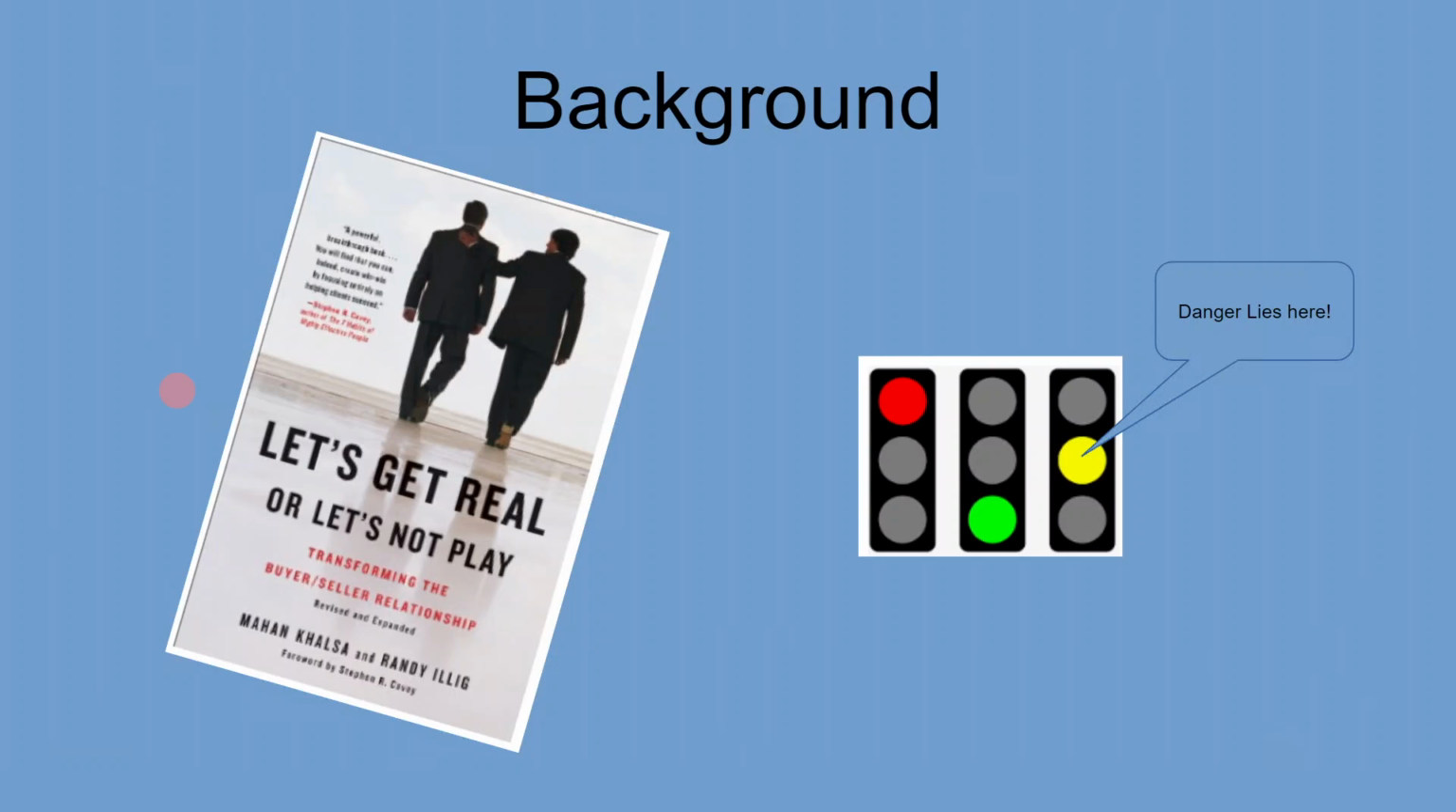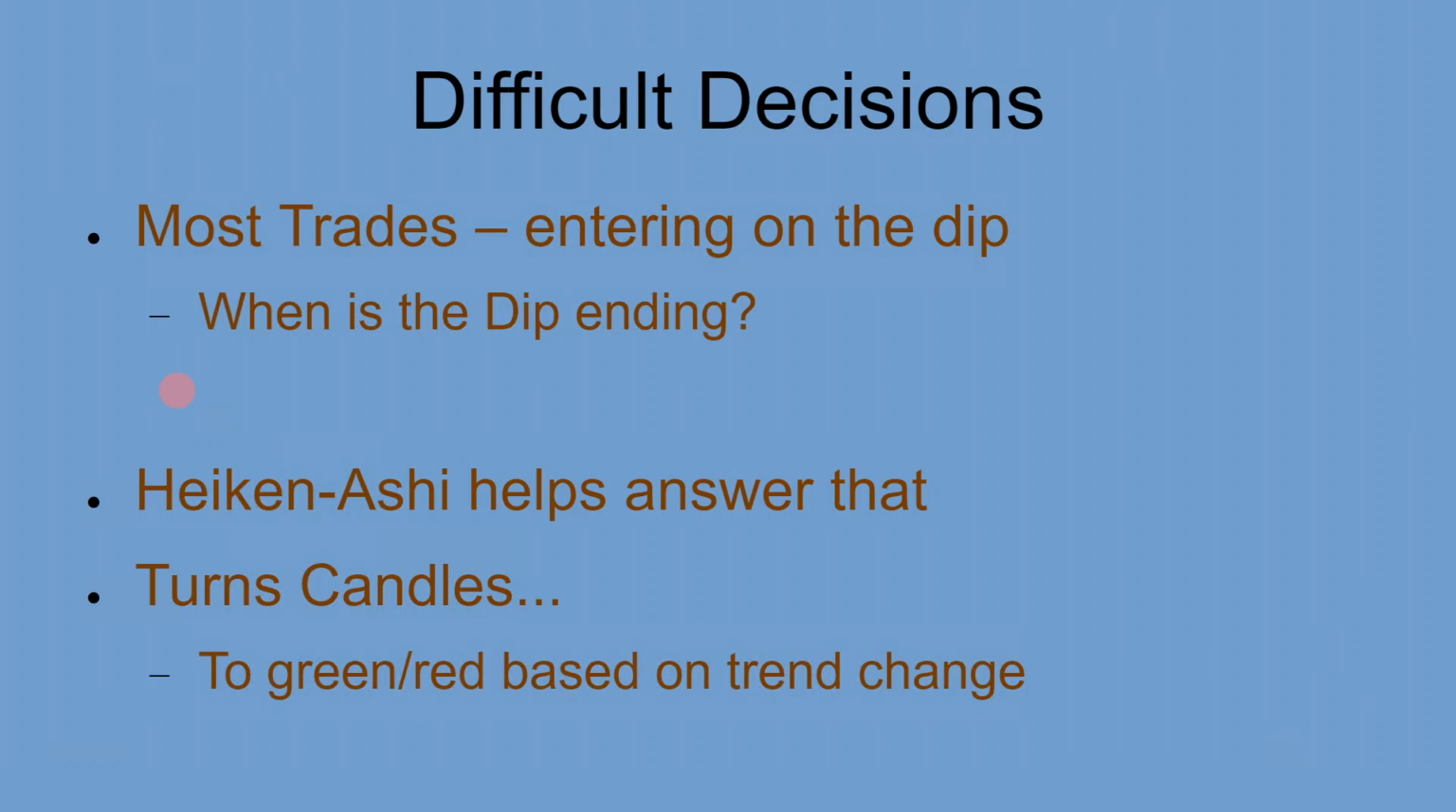Again, the danger when you're trying to make these trades is these yellow lights, this indecision. You're either forced into no decision, or forced into a decision that might be the wrong one at the wrong time. Heiken Ashi helps me make that probably most difficult decision, which is when to trade. This whole system is based on entering trades on the dip, and you have to know when that dip is ending and the primary trend is resuming. That's where this helps to answer that.